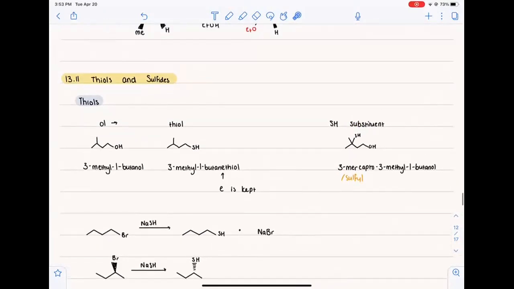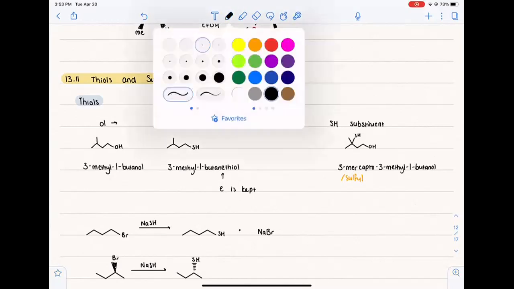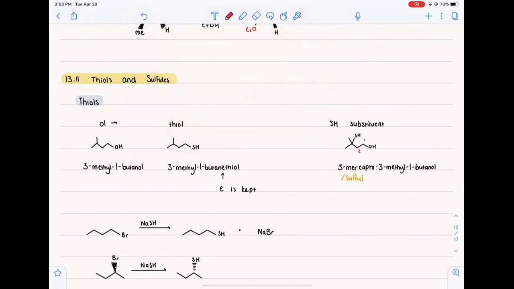What is mercapto? That is for SH, which is thiol, but when it's a substituent, so it's not on the parent chain. And then we number it like this. 1, 2, and 3.